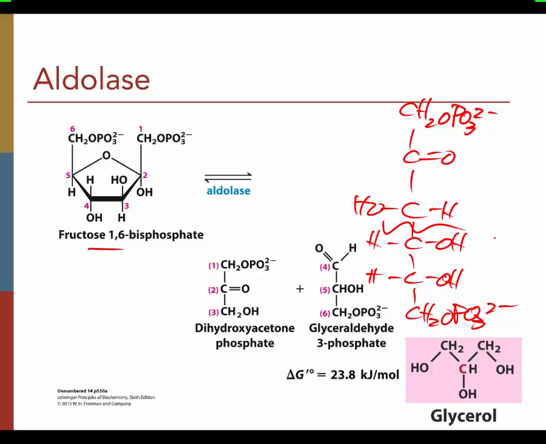Okay, so it's going to split between carbon 3 and carbon 4 to give us 2 3-carbon groups, each of which has a phosphate group on one end of it. And so the 2 molecules that we're going to end up with are dihydroxyacetone phosphate and glyceraldehyde 3-phosphate. So you've seen glyceraldehyde 3-phosphate before, and dihydroxyacetone phosphate.